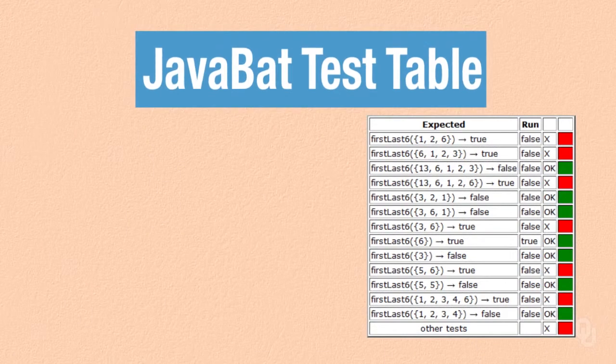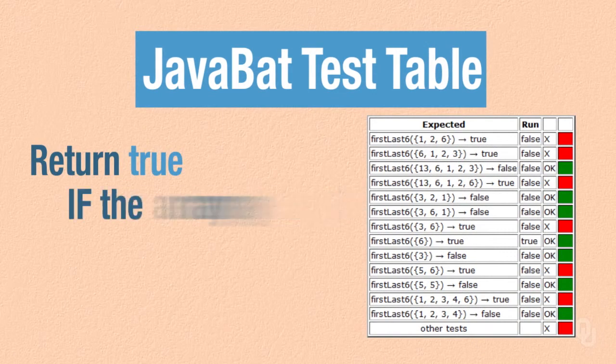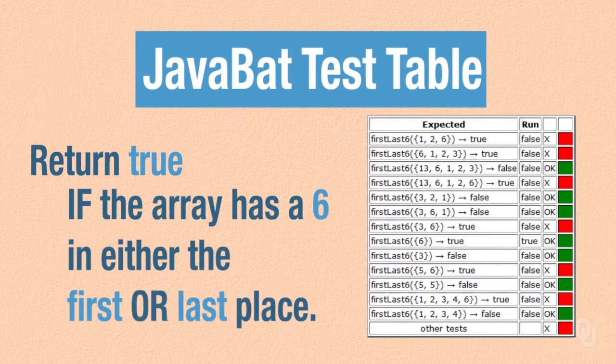One good place to look for good examples of how programs are tested is JavaBat and Turing's Craft. The test cases that are in the tables on the right-hand side of JavaBat show you how an expert programmer chose to test the code, although they don't show all of the cases that are tested. Think about why each one of these cases was chosen, and you'll learn some of the tricks of the testing trade. The code that generated the test table was supposed to return true if the array had 6 in either the first or last place.